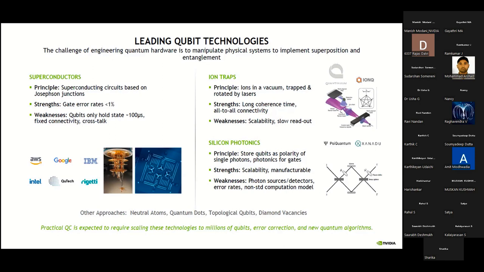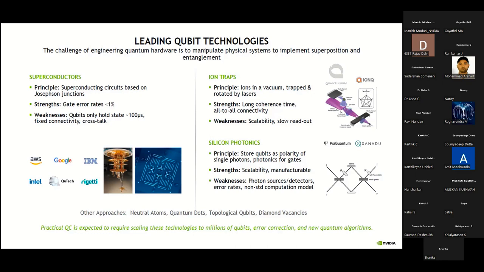The second one is the ion traps, where the ions are floating in a vacuum and are trapped and confined by lasers. It has a long coherence time, meaning it can hold a particular state for a longer time, and it has all-to-all connectivity. But the weakness there is scalability. Again, all this that I'm talking about is evolving, right? Nothing is concrete right now.